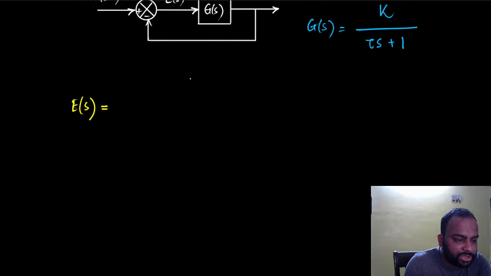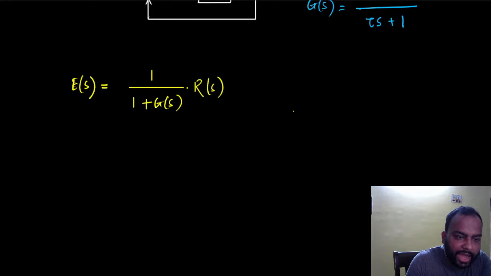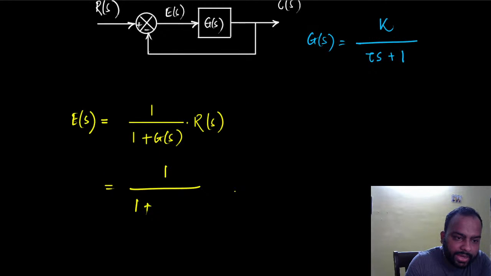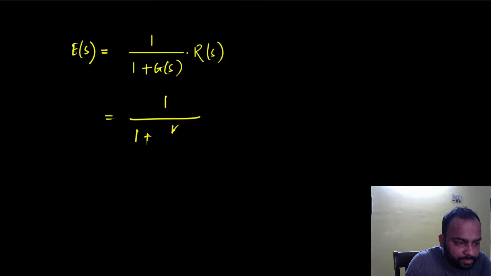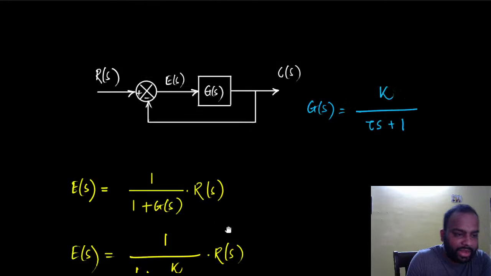So the error signal would be 1 by 1 plus G(s) times R(s). And I already know the value of G(s), so let's put that there. 1 plus K divided by 1 plus tau s, times R(s). So now that's fine, right?